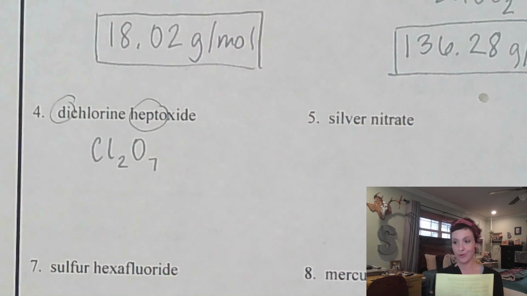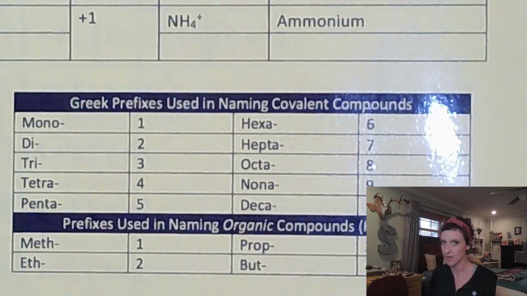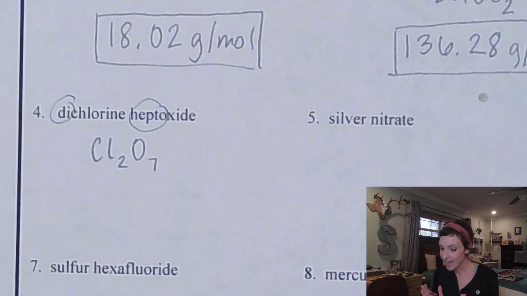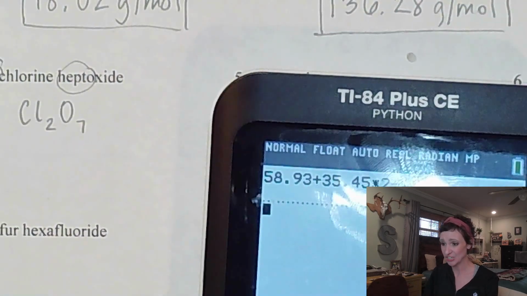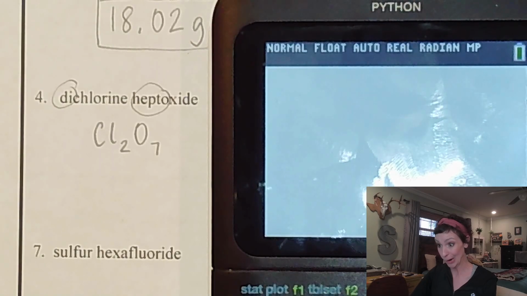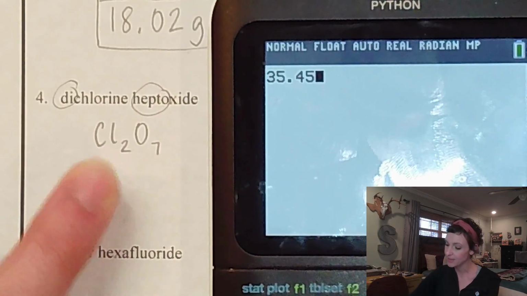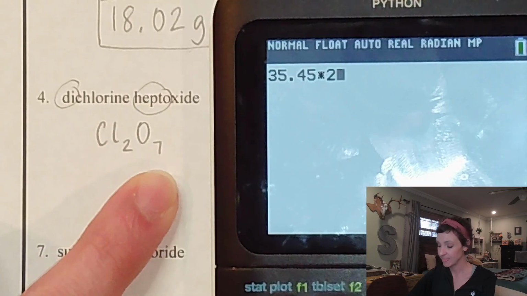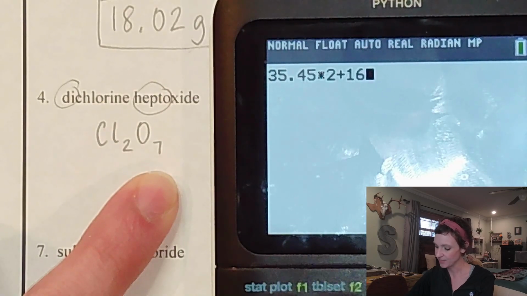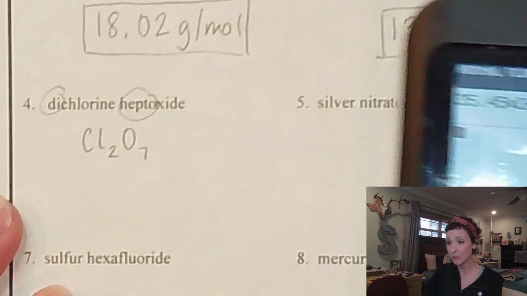And on our new and improved reference charts on the back of our periodic table, I even wrote my prefixes there for naming those covalent compounds, because I'm a nice person. All right, so I've got 2 chlorines and 7 oxygens. I'm not even going to pull out my periodic table because we've dealt with chlorine and oxygen quite a bit. Chlorine's molar mass was 35.45, the decimal number on the periodic table. I've got 2 of him, so times 2. Then oxygen, plus his molar mass is 16, and I've got 7 of them, so times 7 equals 182.9.